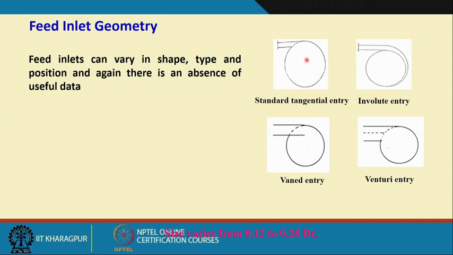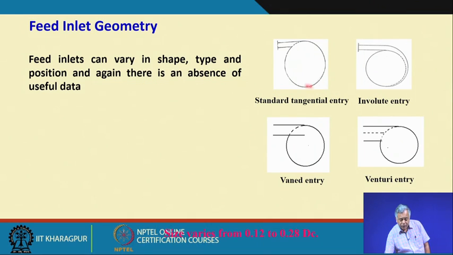But look at it, it could be a standard tangential entry, that is the type of entry most cyclones use. Now, there could be an involute entry. Some of the well known manufacturers are using this, the involute entry. So, that is your spiraling action.